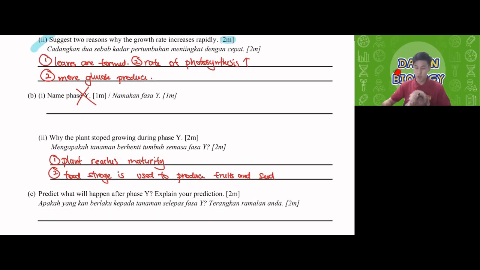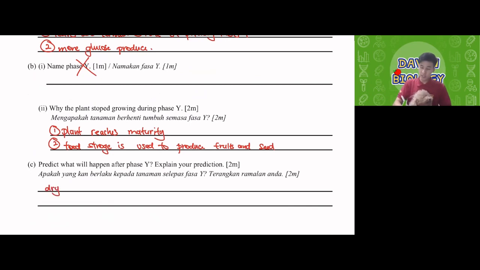Then they ask us what will happen. When you say the dry mass decreases, it is because they start to shed leaves, but most importantly, I'll write disperse the seed, because reproduction is the important thing here. So dispersal of seeds and fruits. Okay, so you can see this question is very straightforward.